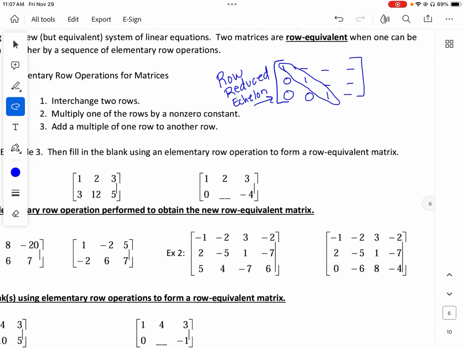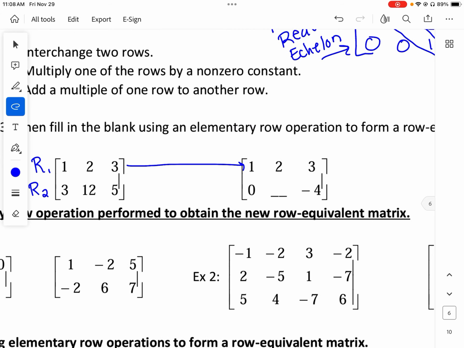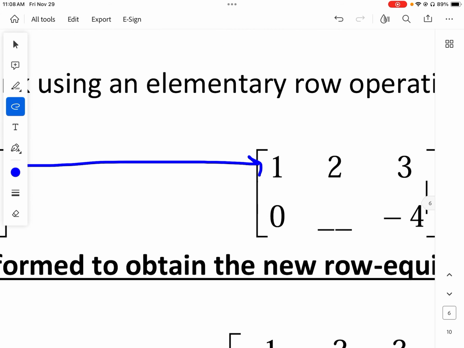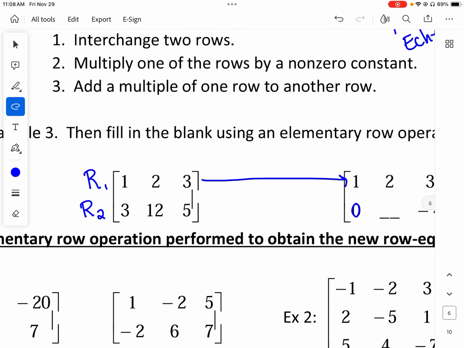Okay, so fill in the blank using elementary row operations to form a row equivalent matrix. See how this is your row 1, this is your row 2. Row 1 is the same as row 1, so we didn't do anything there. But row 2, something happened to it to make the first spot right here equal to 0. So we've got to figure out how to do that. It's a lot like elimination.